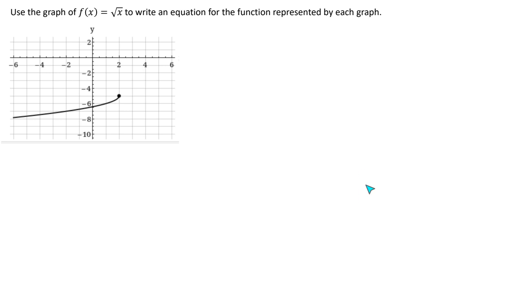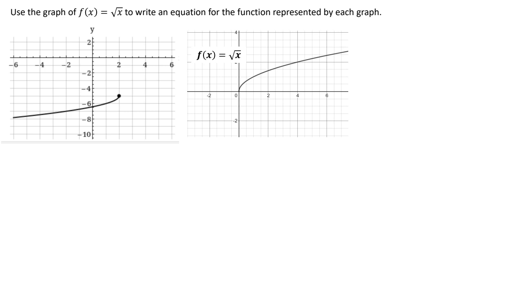Okay, so let's try another one. Again, always start with your parent function so that you can compare.